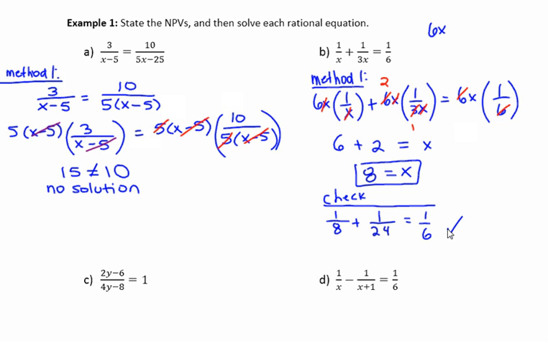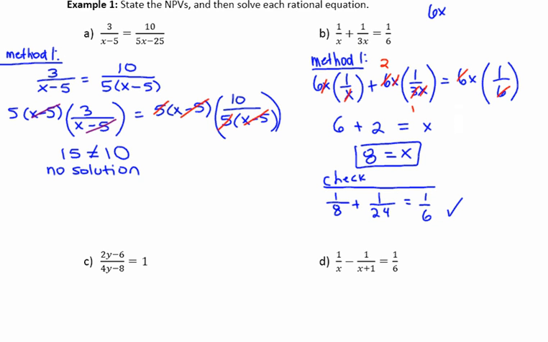All right, so that's method 1. Method 2 is basically just using the skills that you know now and cross multiplying. Okay, and either method's fine. And then you're going to tell me which one you like better and which one's easier.